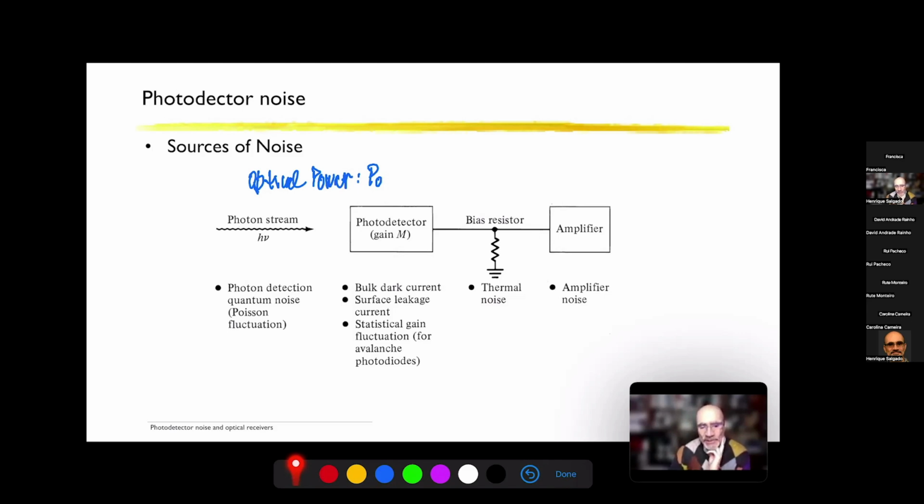As you probably know, thermal noise and amplifier noise follow closely a Gaussian distribution, whereas photodetector quantum noise follows a Poisson distribution. And so the combination of these two different statistics is actually very difficult to treat mathematically. And so we're going to do some approximations to be able to do some simple calculations on the probability of error and calculation of the signal to noise ratio.